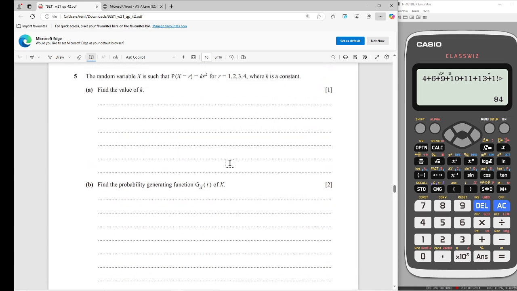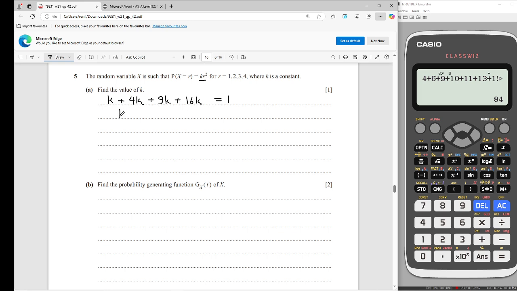So moving on, we have here a PGF. Really simple. Find the value of k. So P(X = r), very simple, for r equals 1, 2, 3 and 4. When r equals 1 we have k. When r equals 2 we have 4k. When r equals 3 we have 9k. When r equals 4 we have 16k. And do note this will all add up to 1.